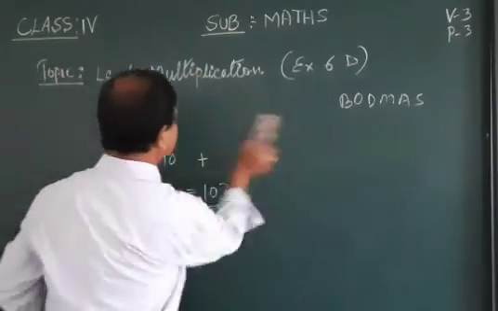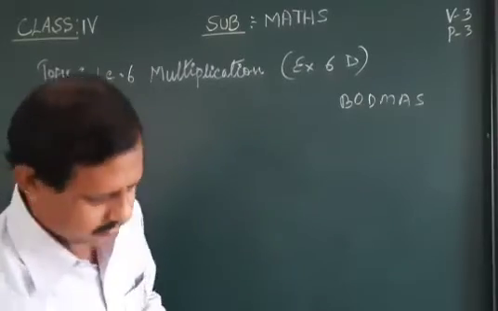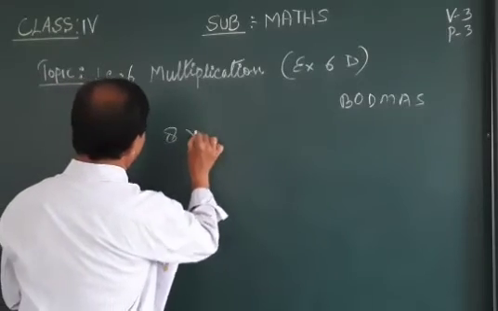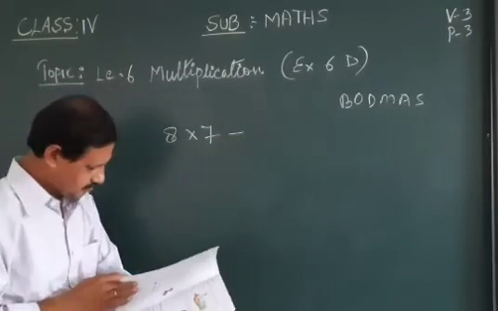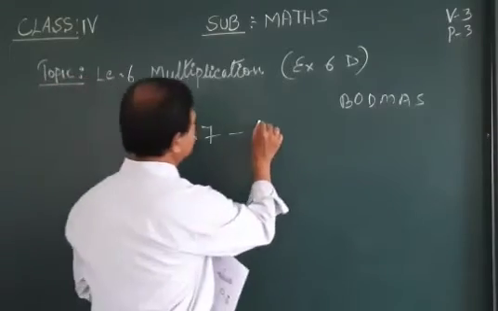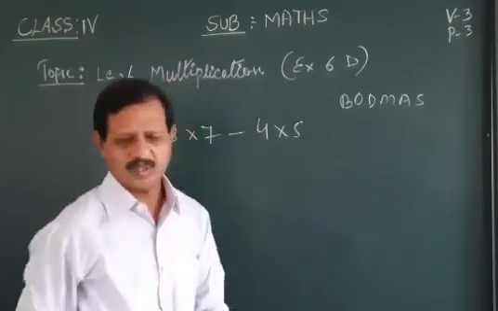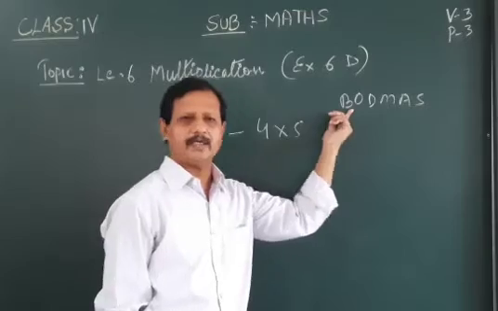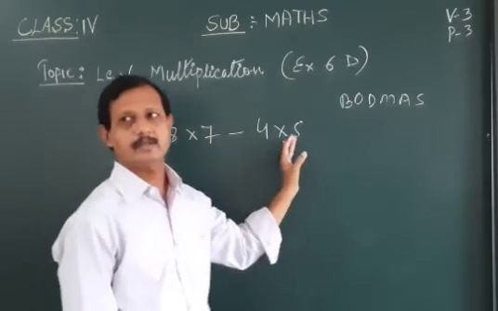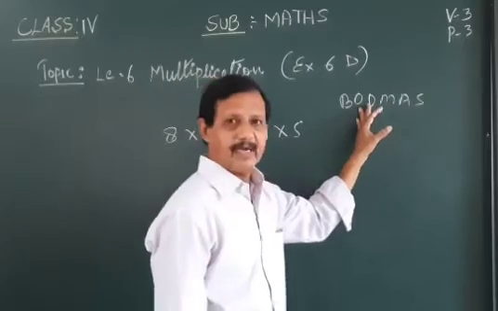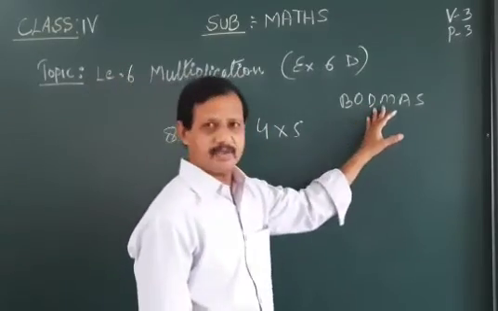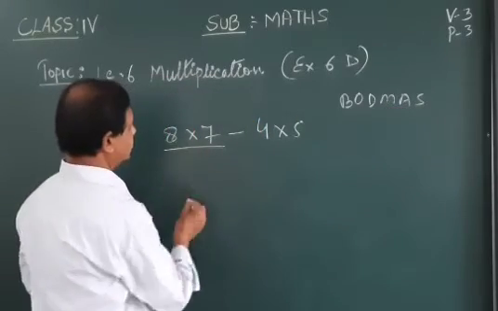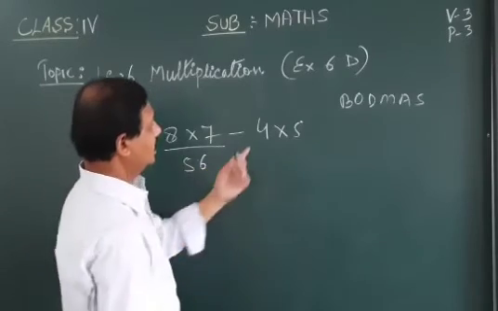Here a minus value is also there. 8 into 7 minus 4 into 5. Here you have to again follow the same. Find whether the bracket is there. No bracket is there. Now find of value, not there. Division, not there. Multiplication, yes, it is there. 8 sevens are 56. 4 fives are 20.